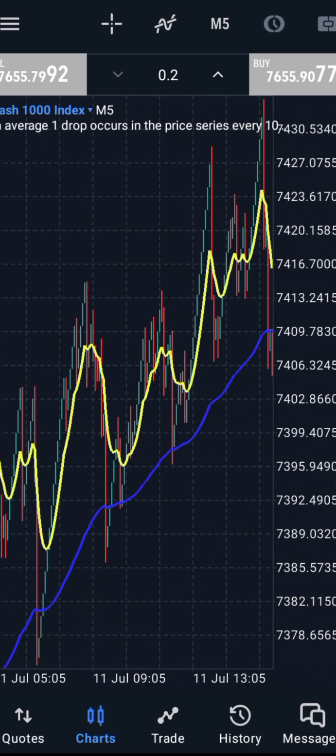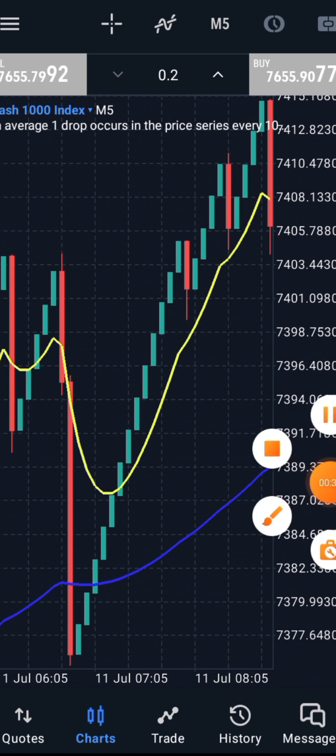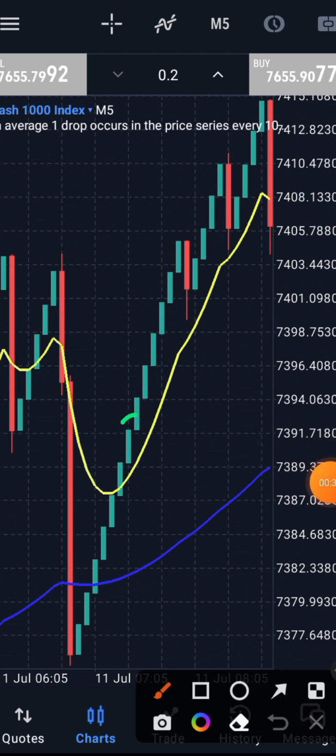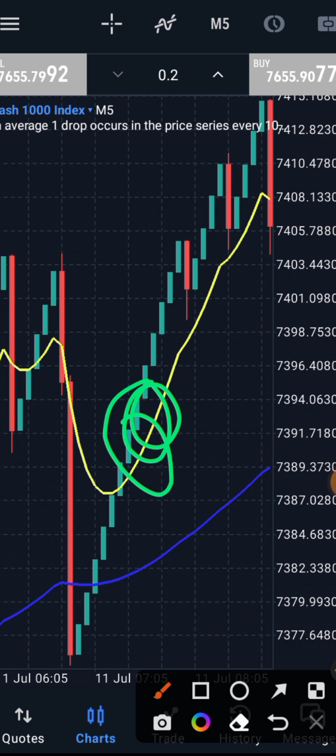After the pullback, just like this one here, a pullback. After a pullback, when the market has crossed above the 10, which is an uptrend, you have to wait for the market to cross above the 10 indicator. Immediately it crosses above, you place your trade and place your stop loss below the pullback that occurred before.